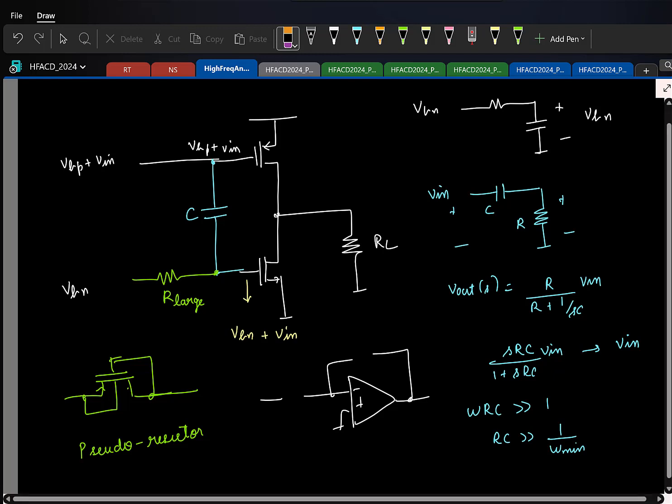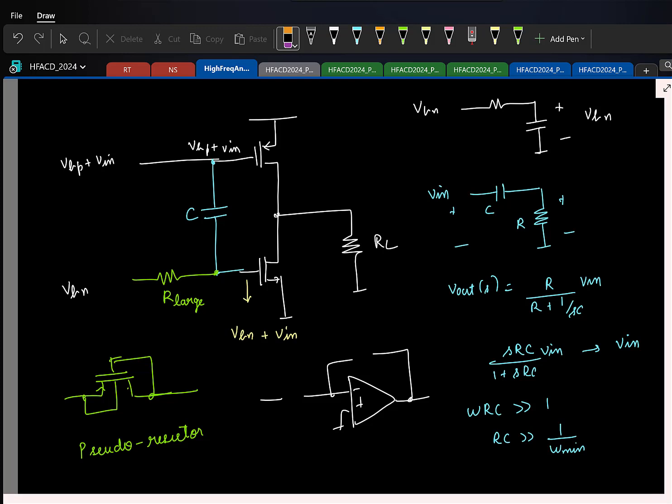Sorry? No, that is also the same thing, right? A pseudo resistor is going to be large, right? You can use a capacitor, right? This also typically works. Same thing, it's the ratio of capacitors.